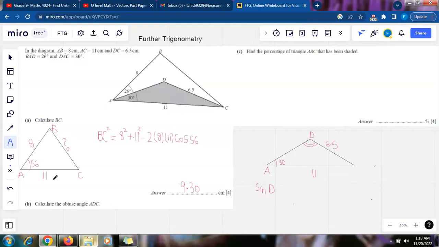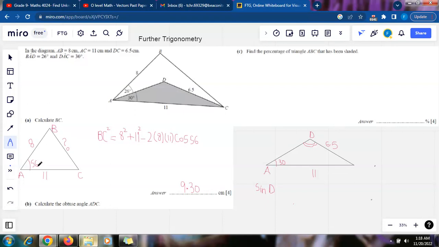And do I know any angle of triangle ABC? Yes, I know angle A. Angle A will be this complete angle, since we are talking about the bigger triangle ABC. So this complete angle will be taken as A. So 26 plus 30 will give me 56. So this is the value of angle A, that is 56 degrees.